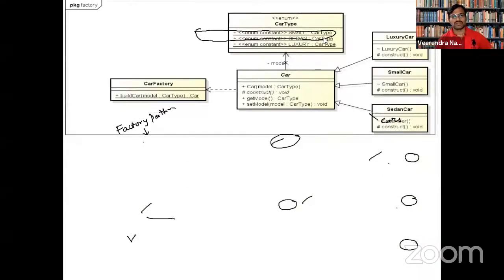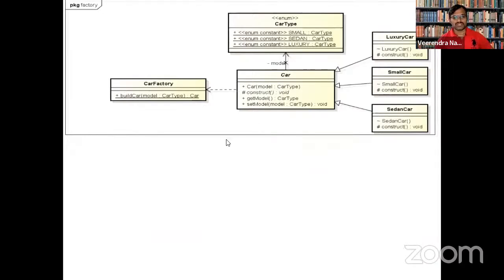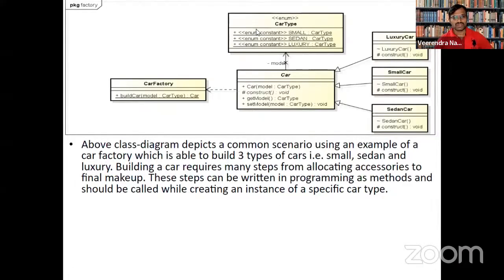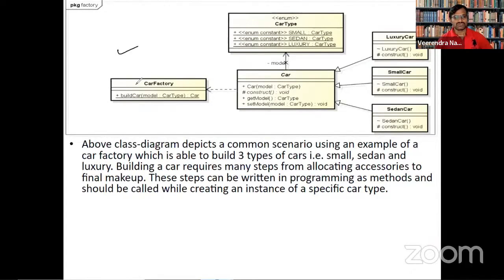This is how we are going to look at things. So what is that particular figure telling us? Let us understand it in depth. Whenever you look at this factory pattern, it shows you a scenario where a car factory is able to build three types of cars. What are the three types of cars? Luxury car, small car, and sedan car.